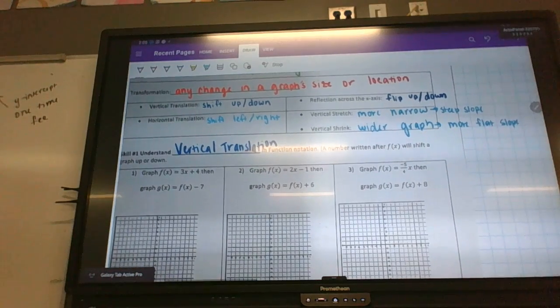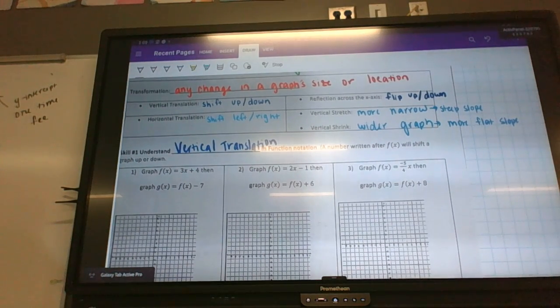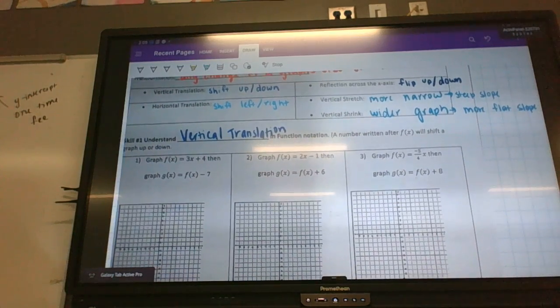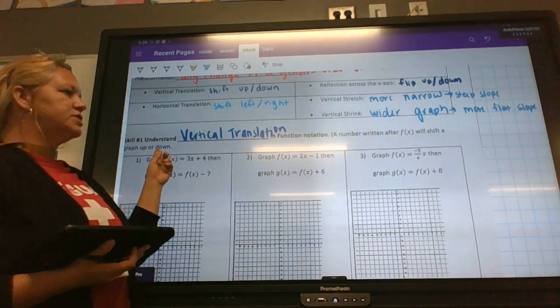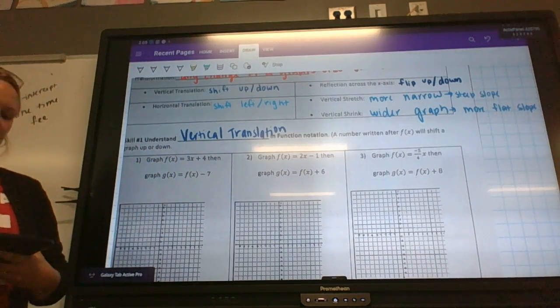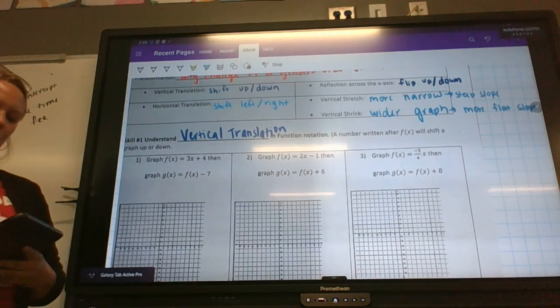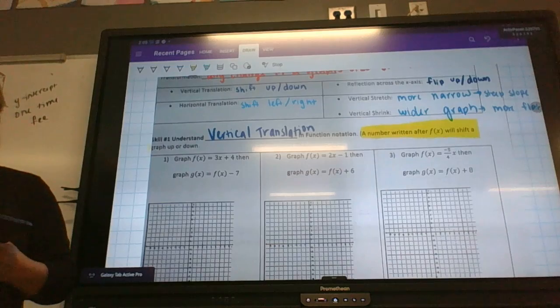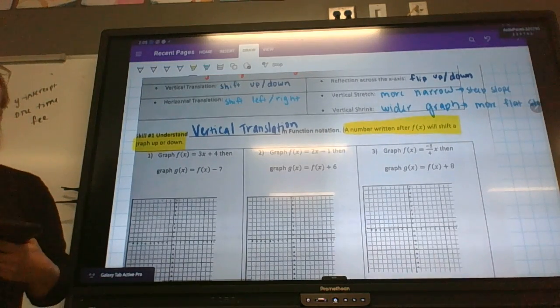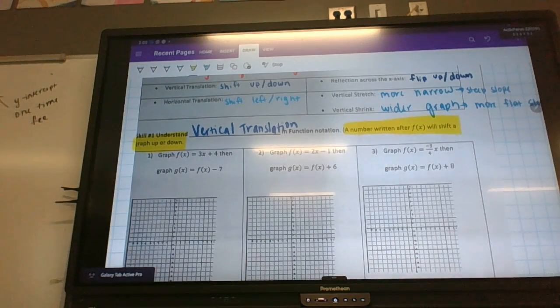Skill number 1: understand vertical translation and function notation. If a number is written after the f of x, it will shift the graph up or down. So this is your whole clue here. And your book explains this really well too. So if you feel lost after this, I do encourage you to read chapter 3.7 of your book.